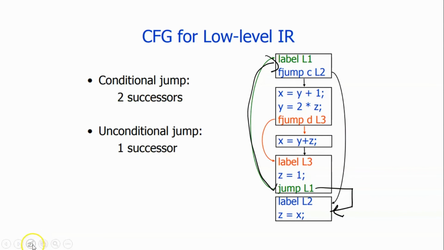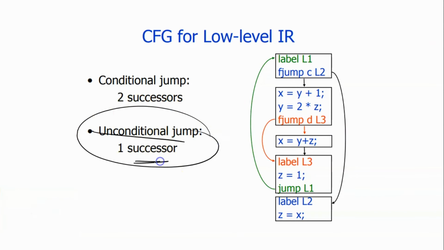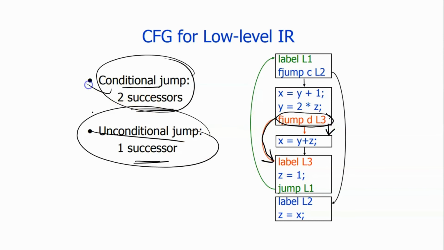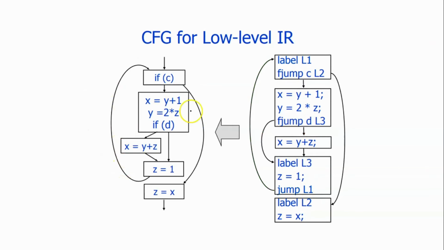So when you have an unconditional jump, only one successor will be there. When you have a conditional jump, there will be two successors. For example, this is a conditional jump, you can see. So you have two successors. If this condition becomes false, you have this. If this condition becomes true, you have this. So two successors when you have a conditional jump, and one successor when you have an unconditional jump.